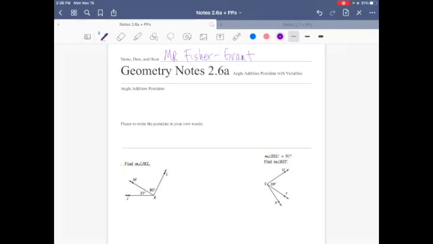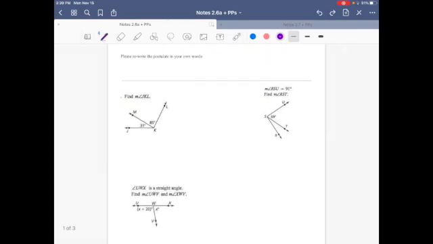Alright, so this is Geometry Notes 2.6a. Let's skip this for just a second and we'll start down here to begin. So this is what we did in 2.6, these first two problems here. So let's start by finding this first one. They want us to find JKL. So that's J to K to L. So we're talking about that. We're going to go right there.